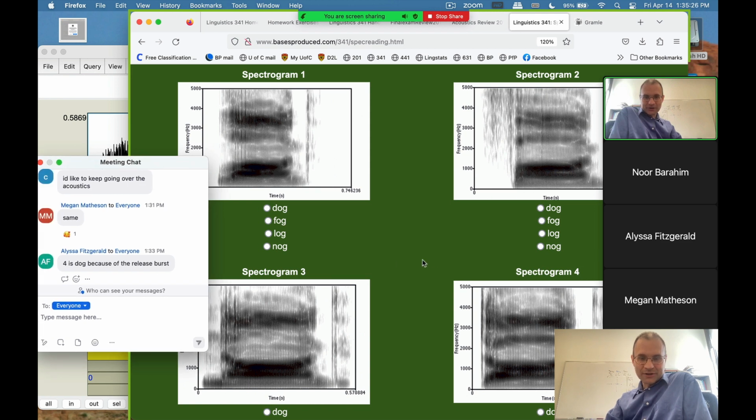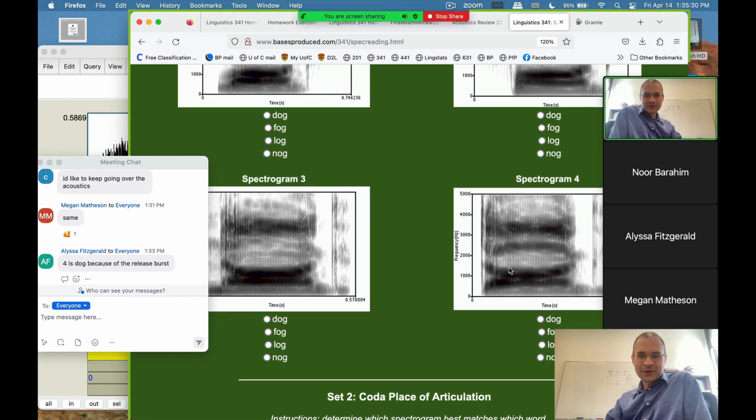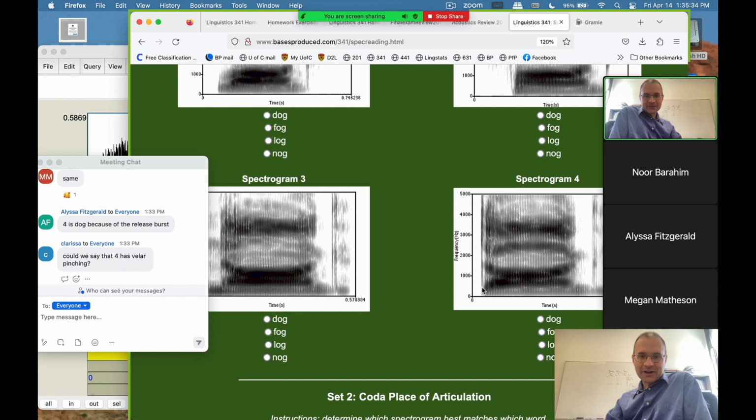Four is dog because of the release burst. Yeah, that's a good vote. You can see that at the beginning here, there is a stop release burst. It's actually unvoiced, just an unaspirated stop in this context for English. But this is dog. This is a stop at the beginning.